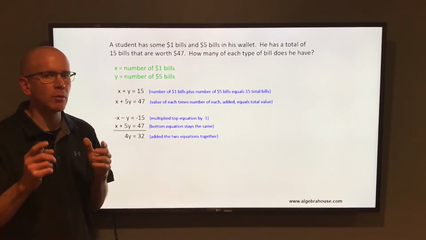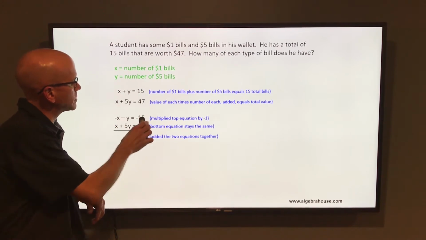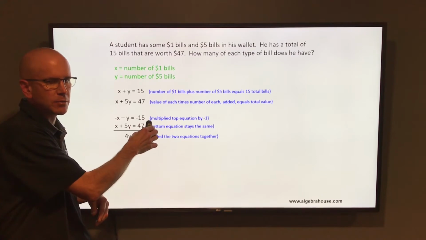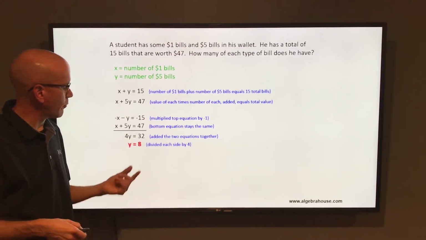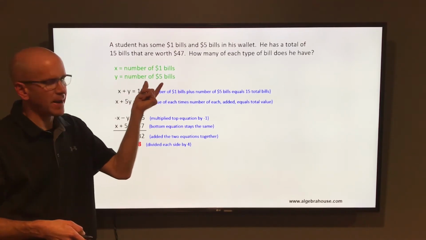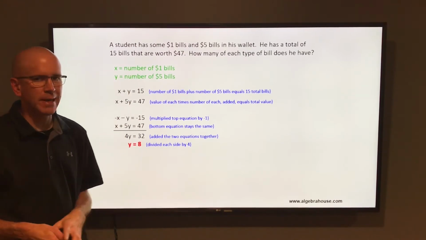Just remember, when you're multiplying one of the equations by something, you multiply each term by it, including, in this case, the 15 after the equal sign. Make sure that's negative 15. Solve that for y, divide each side by 4, y equals 8. So y is 8, that's the number of $5 bills. To get the number of $1 bills, we need to find out what x is.